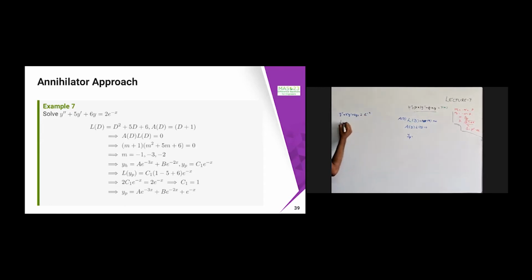Now I have to find L of D. L of D is nothing but D square plus 5D plus 6. Therefore the corresponding auxiliary equation is m square plus 5m plus 6. Now we have to find A of D.